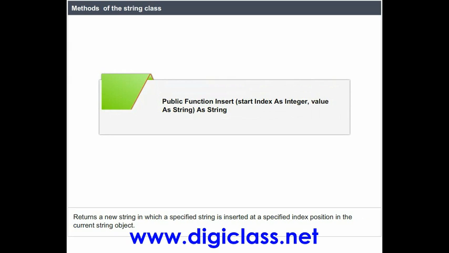Public function Insert(startIndex As Integer, value As String) As String. Returns a new string in which a specified string is inserted at a specified index position in the current string object.